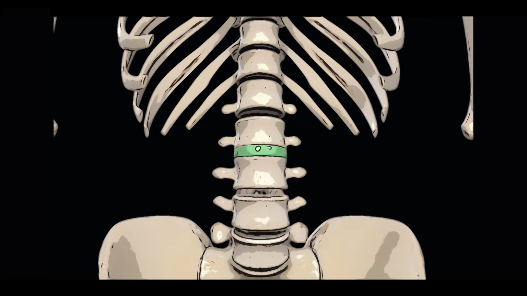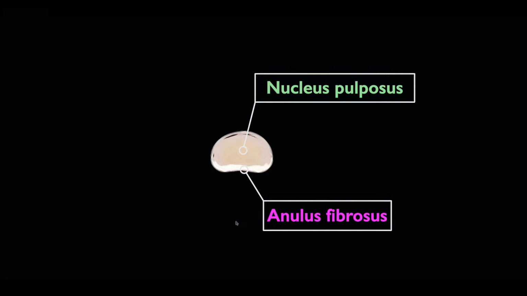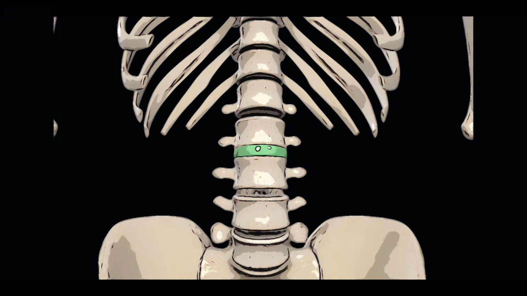Intervertebral discs lie within the fibrocartilaginous joints which sit between adjacent vertebral bodies. They increase the length of the spinal column by about 25% and consist of an inner nucleus pulposus and an outer annulus fibrosus. The nucleus pulposus allows for a limited range of movement between vertebrae, but also acts as a shock absorber. The annulus fibrosus connects adjacent vertebral bodies and confers stability to the vertebral column.